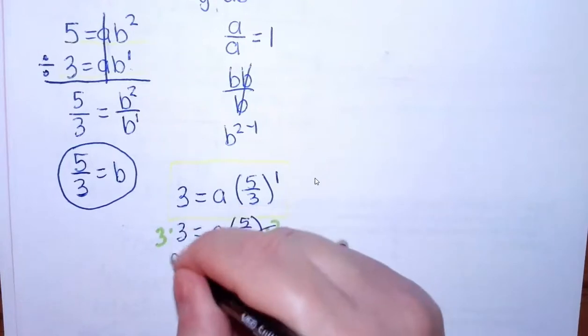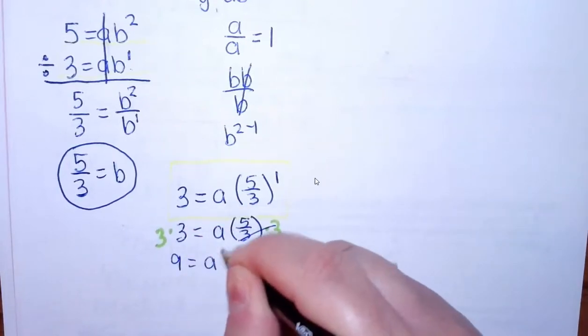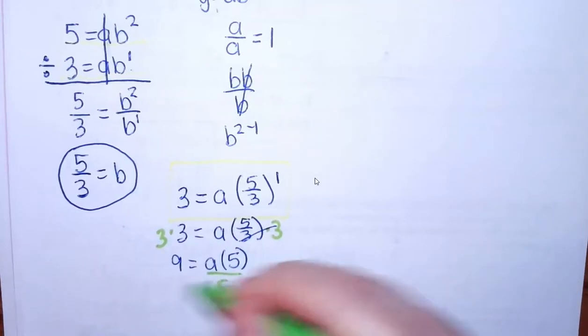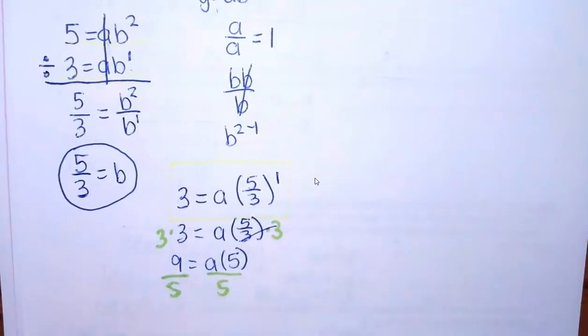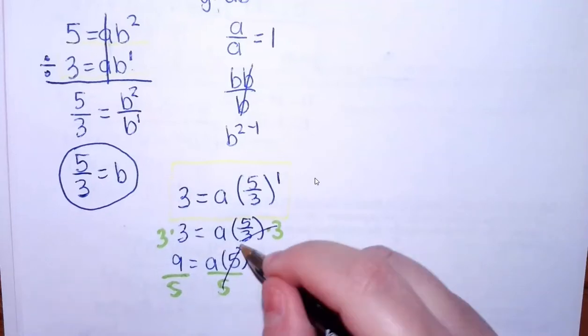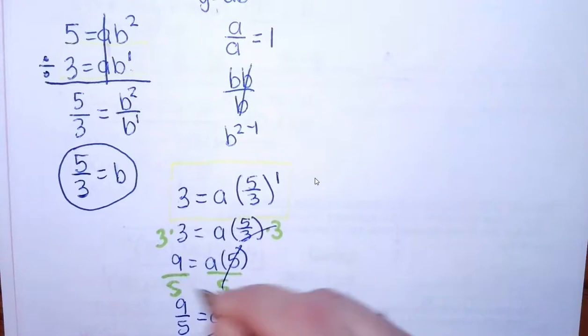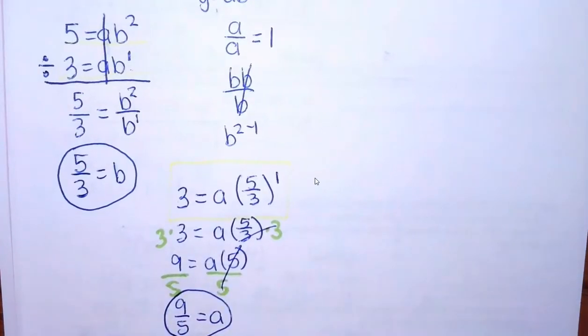So this is going to become 9. Get that out of the denominator. And then this is a times 5. Divide by 5. And so that's going to give me then that 9/5 is equal to a. And those are the 2 things I need to write my equation.